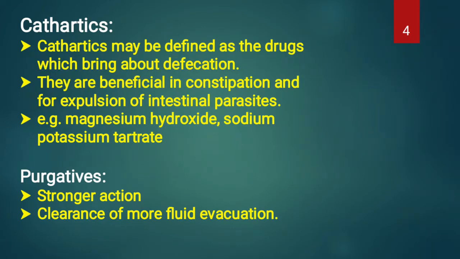Cathartics. Cathartics are the drugs which are used for the treatment of constipation. They may be defined as the drugs which bring about defecation. They are beneficial for the expulsion of intestinal parasites. Examples of cathartics include magnesium hydroxide and sodium potassium tartrate. Purgatives. Purgatives are the type of cathartics with stronger action resulting in clearance of more fluid evacuation.